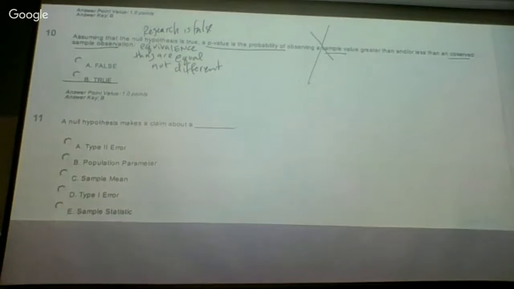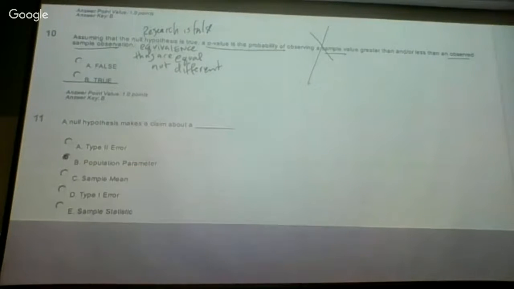Anyway, number 11. What does the null hypothesis make a claim about? The null hypothesis always makes a claim about one of those things, and this one's much more clean. Yeah, Jake? Population parameter. Yeah. It always makes a claim about a population parameter. Never talks about sample, doesn't talk about error. It's not the sample statistic.